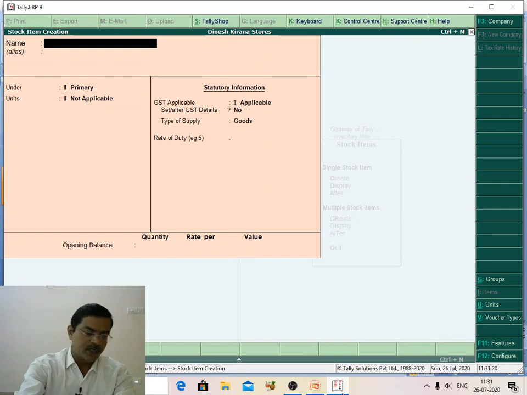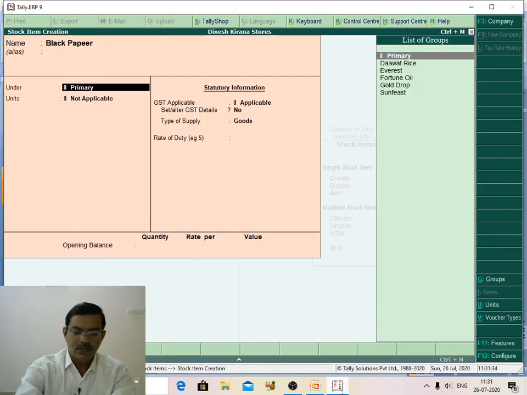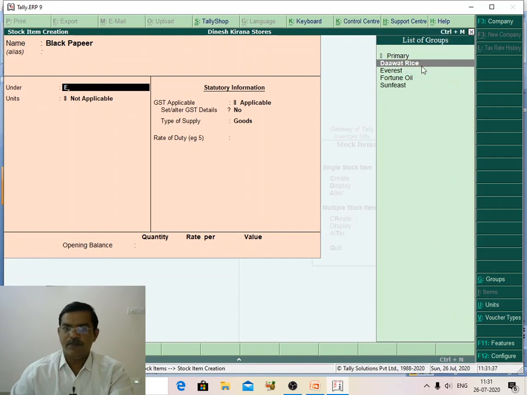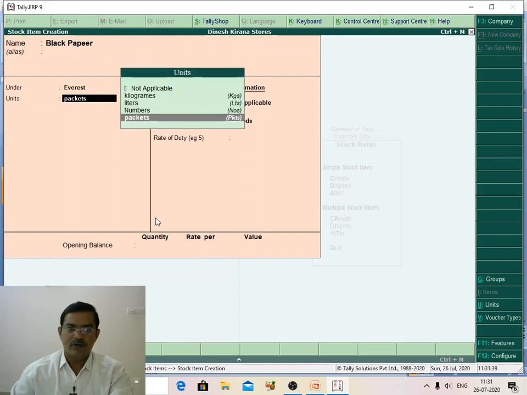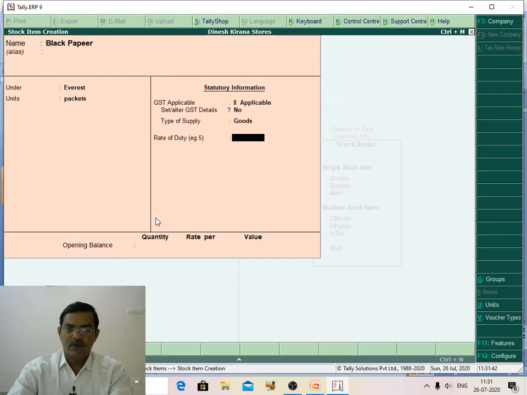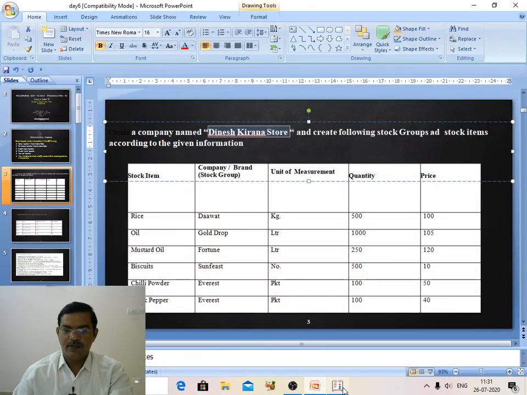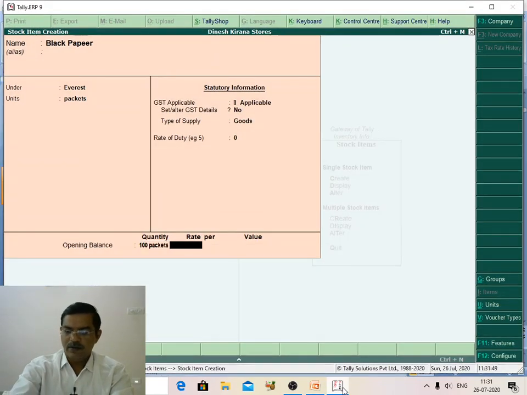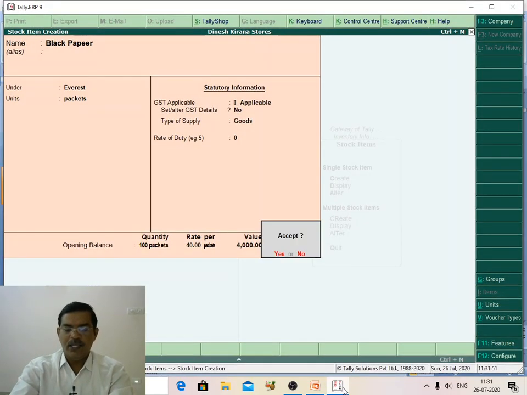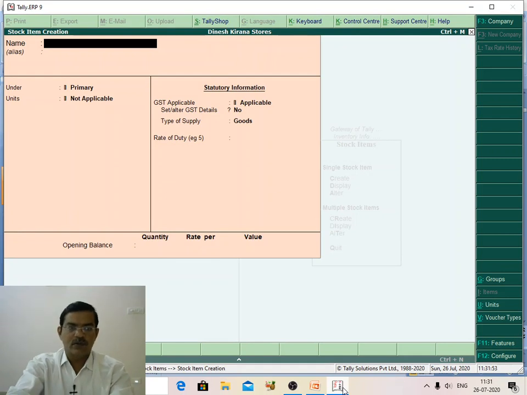One more is black pepper. It is also under the Everest group only. How is it measured? Measured in terms of packets. And the quantity is 140. Okay, like this we created the stock groups and stock items.